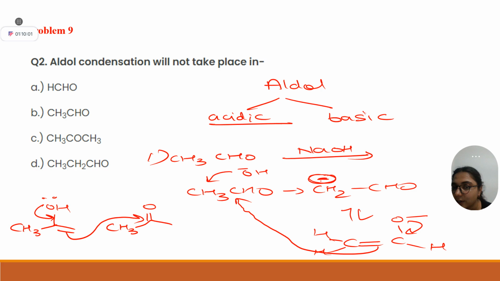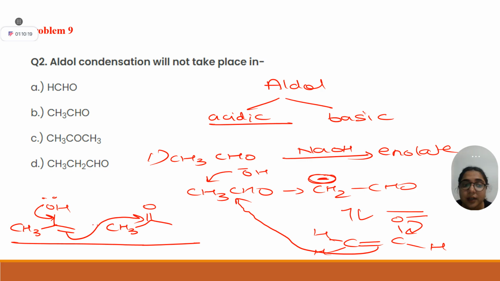As soon as anion forms, it will be protonated by your acidic conditions. So remember this thing: in acidic condition, go by enol form, and in basic condition, go by enolate form. Whenever it is O negative, it is enolate. When it is OH, it is enol. Understood this distinction between enol and enolate? Yes, ma'am.